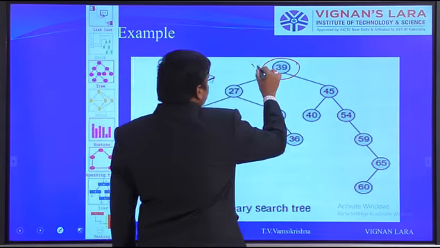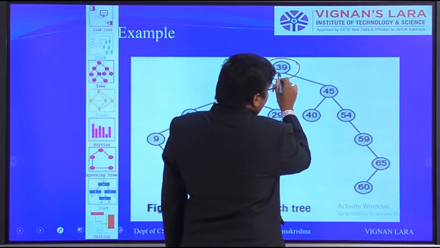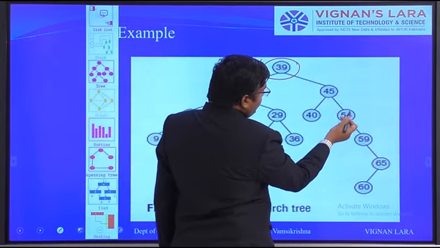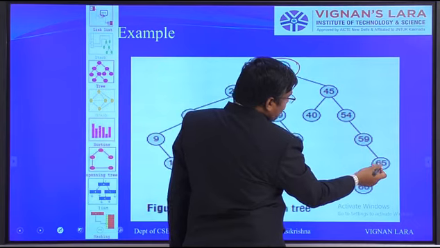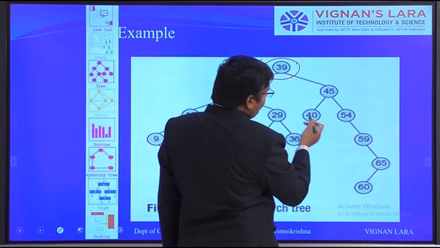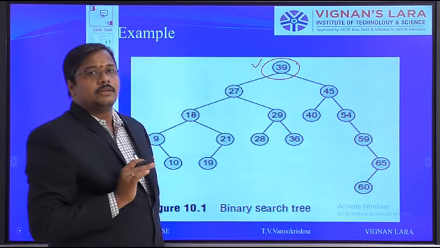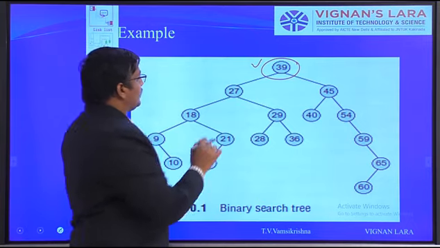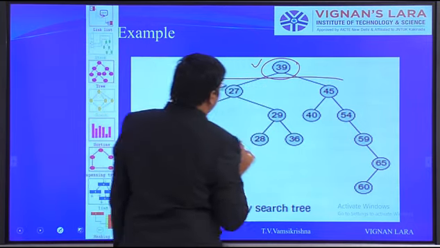Okay, the property is satisfied here. Similarly, compared to 39, 45 is greater, 54 is greater, 59 is greater, 65 is greater, 60 is greater, 40 is also greater. Okay, in the first level we have verified the property.